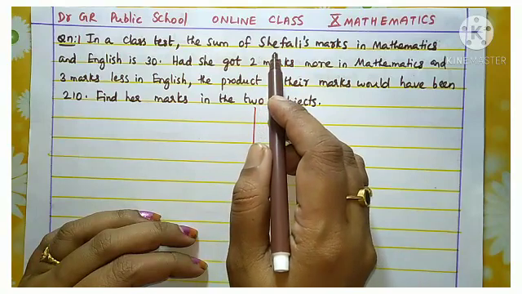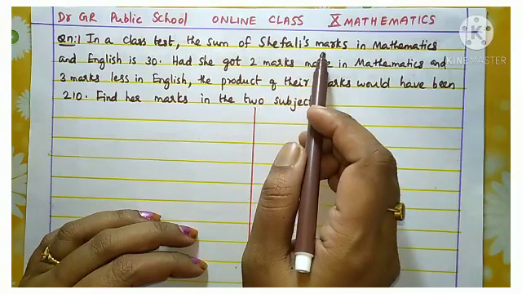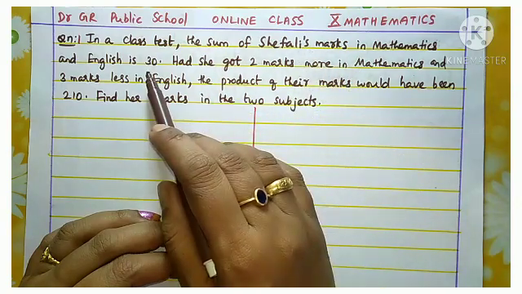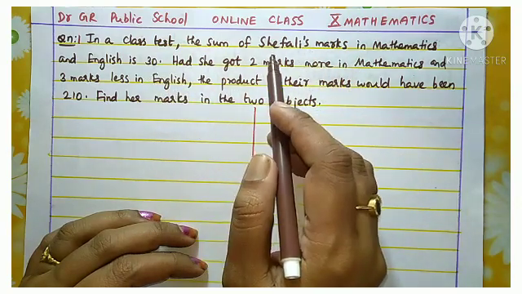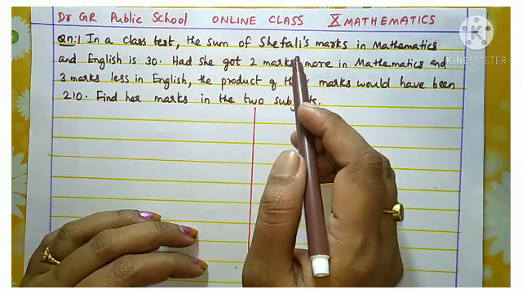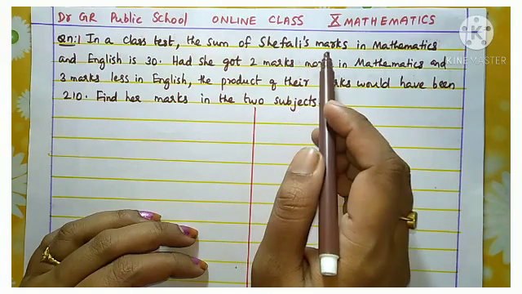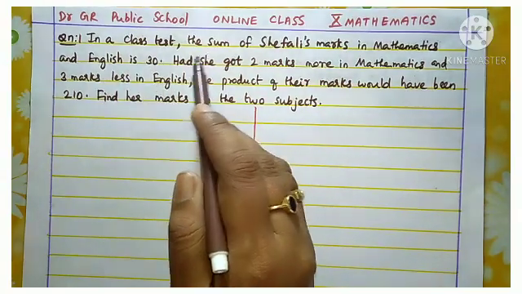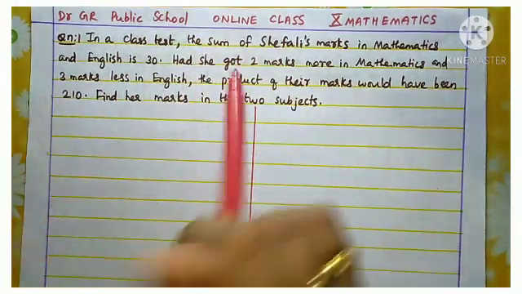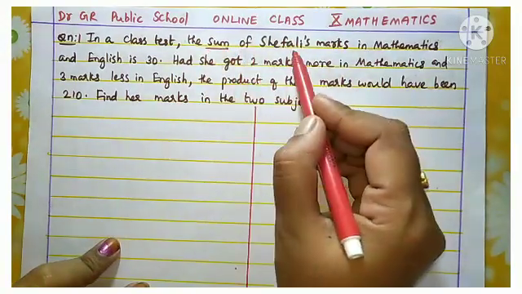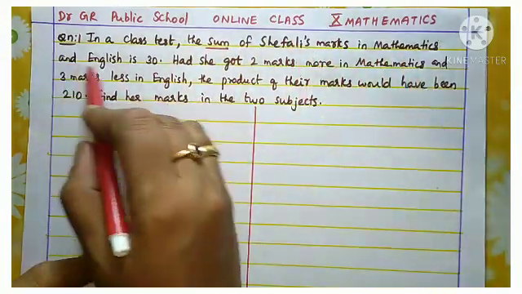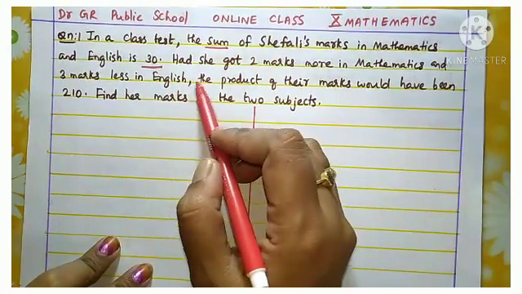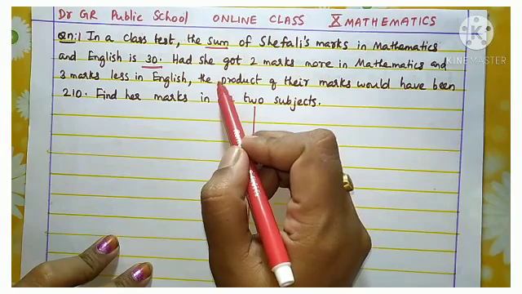Here, Shefali is a girl and she has scored marks in mathematics and English. Now what is given? The total marks. The total marks of mathematics and English is 30. Okay, the sum of Shefali's marks. So sum is given. Sum of Shefali's marks in mathematics and English is given 30 marks. The total. Okay. Then another situation is given.